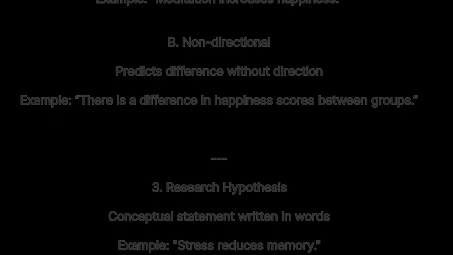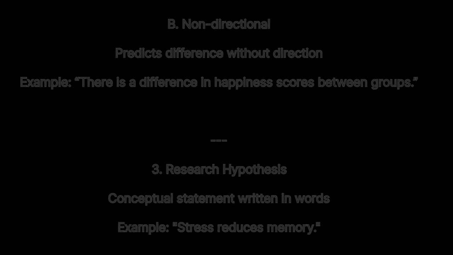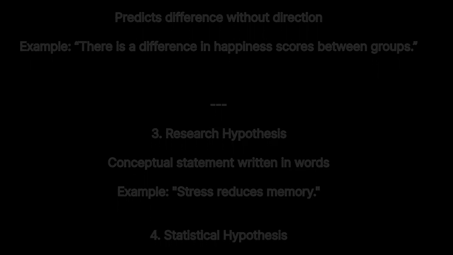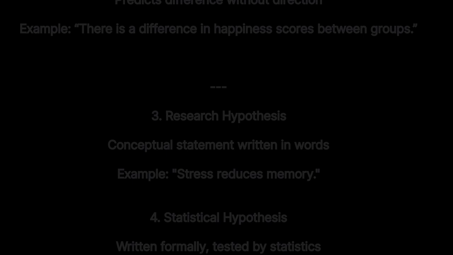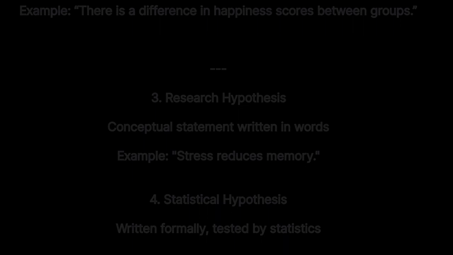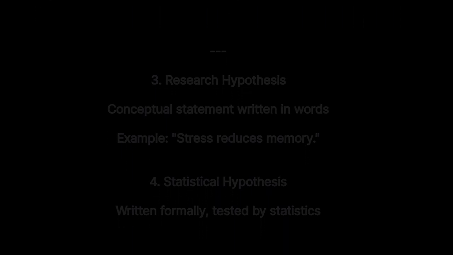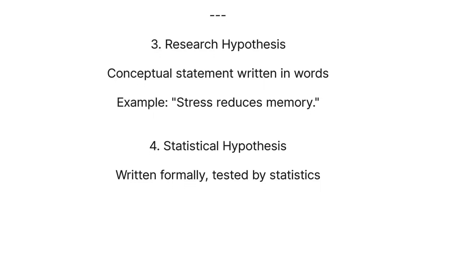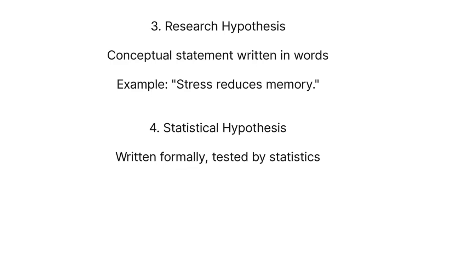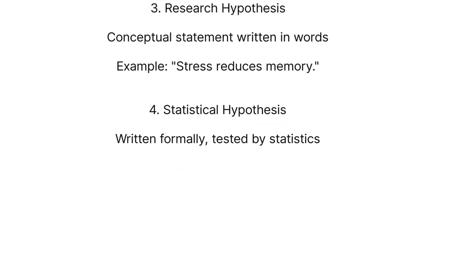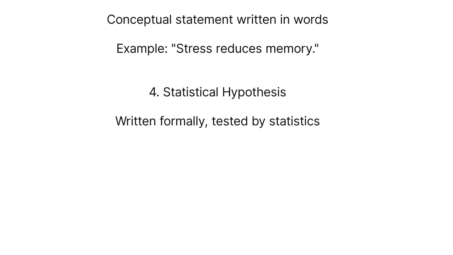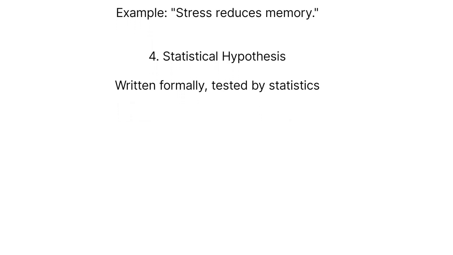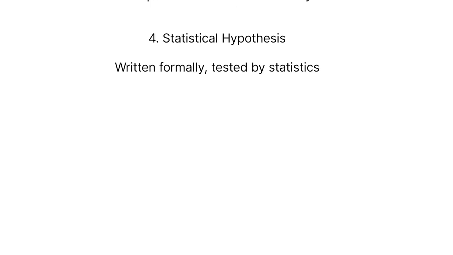Third is research hypothesis. This is very important. It is a conceptual statement written in words. For example, stress reduces memory. This is the third type of hypothesis. And the fourth point is statistical hypothesis. It is written formally and tested by statistics. They do research, take numerical data, and test it in a statistical way. So this happens like that.